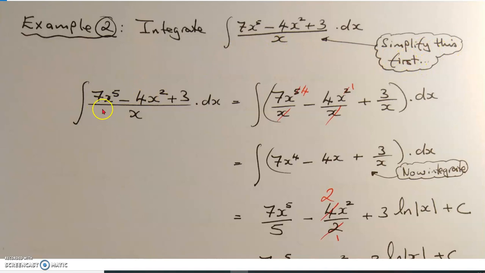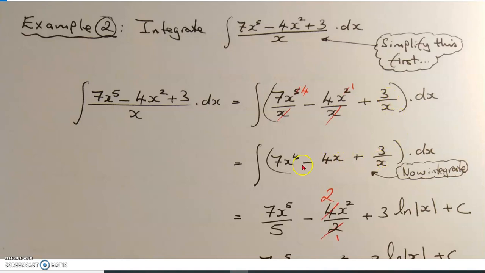You put everything over the same denominator, because this whole numerator has been divided by that x. So you split it up so each part is being divided by x. And of course, when you do this, this x is going to cancel with one of these. So this is going to go down to x to the power 4. This x is going to cancel with that one. It's going to go down to just 4x. And then we have this 3 over x left at the end.